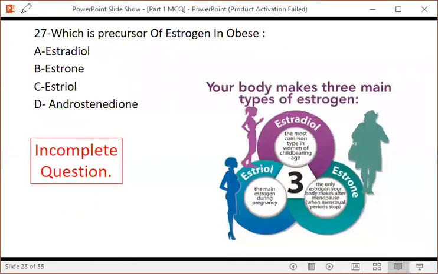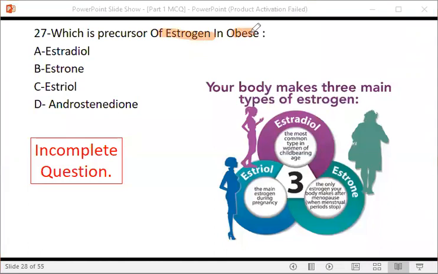طيب, which precursor of estrogen in obese? السؤال ايش هو البريكوزر للاستروجين in obese woman. طيب. ما ادري ايش يبغون بصراحة.